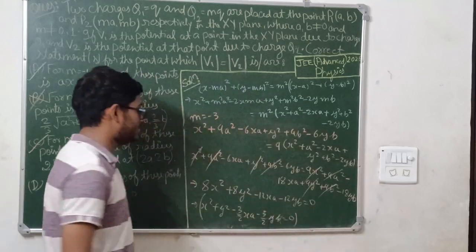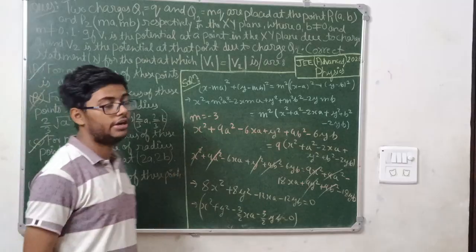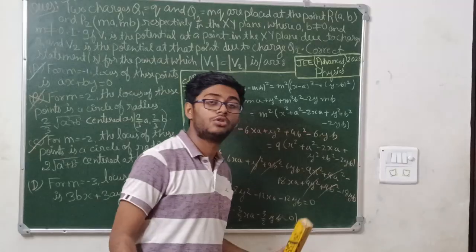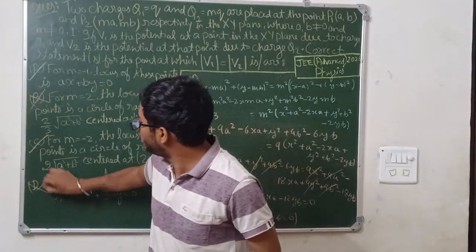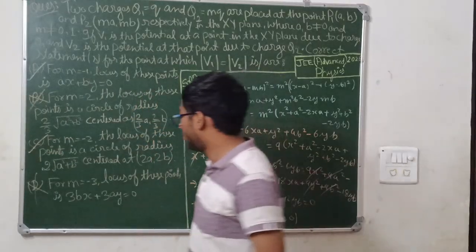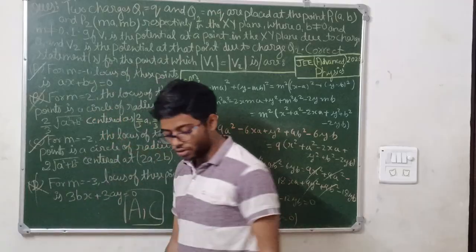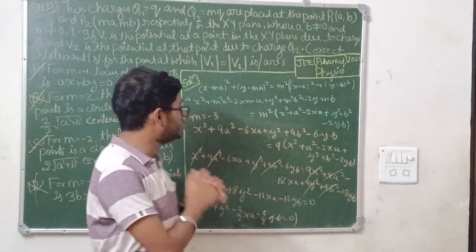It is again coming out to be a circle for any value of m except 1 and 0. So the locus will be a circle only. So option number D is also incorrect. So the correct options for this question were option number A and option number C. This was quite a lengthy question, but it was a very easy question.